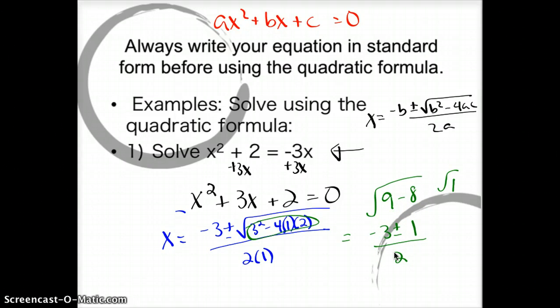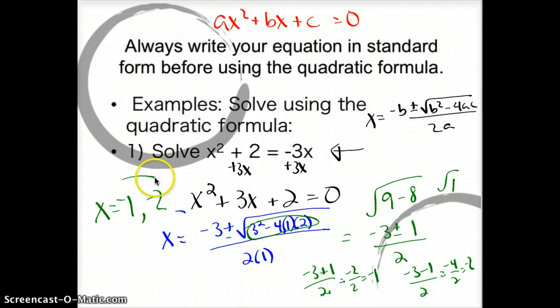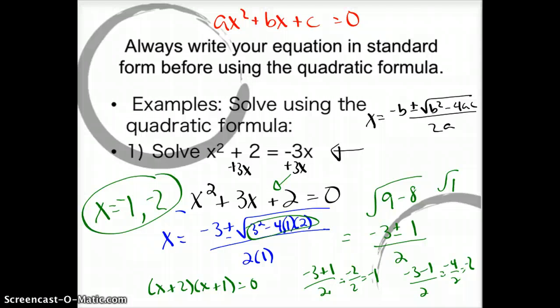So we're going to have our two answers, so we need to solve negative 3 plus 1 over 2 and negative 3 minus 1 over 2. This equals negative 2 over 2, which is negative 1, and this equals negative 4 over 2, which is negative 2. So our answer should be x equals negative 1 or negative 2. If you had factored this, I'm sure you could have much more quickly gotten x plus 2 times x plus 1 equals 0 and still come up with negative 2 and negative 1. But unfortunately, not everything's factorable, so sometimes we need to use the quadratic formula. All right.